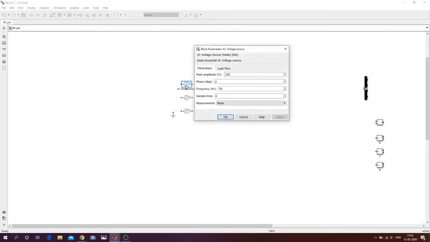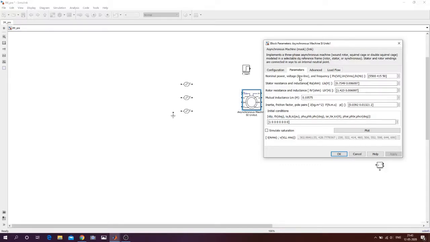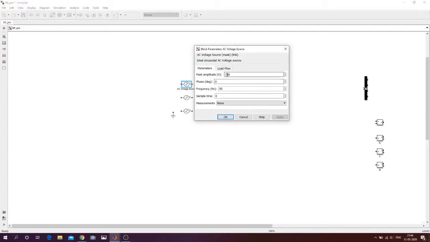So these are sources. You can see over here that the parameter I have put is voltage line to line as 415 volt. If it is 415 volt, then the phase voltage would be 415 divided by root 3, that is nearly 240 volt phase voltage. The peak of the phase voltage would be 240 into root 2, that is 339 volts. So I have put 338 over here. I can put 339.